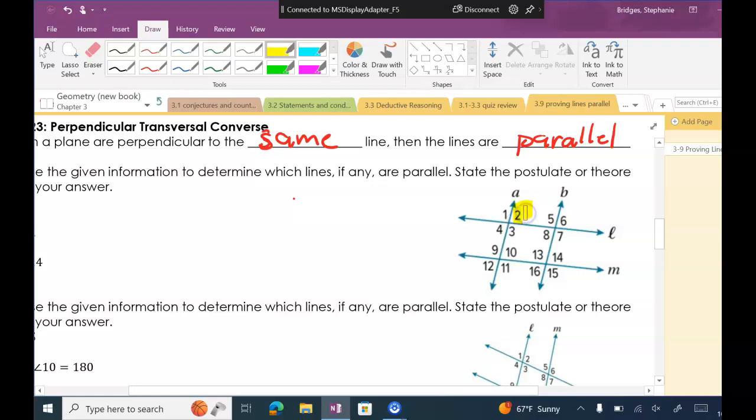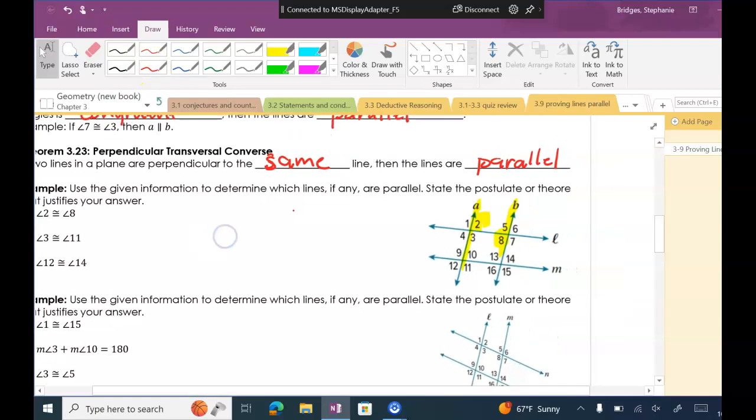Does everybody see angle 2 and angle 8? Here's angle 2, here's angle 8. They touch A and they touch B. So in order for those to be congruent, what lines would have to be parallel? A and B. And so this is how I want you to write it. You just write a little a. Your parallel symbol is like 2 slanted lines. And then B, a little b.